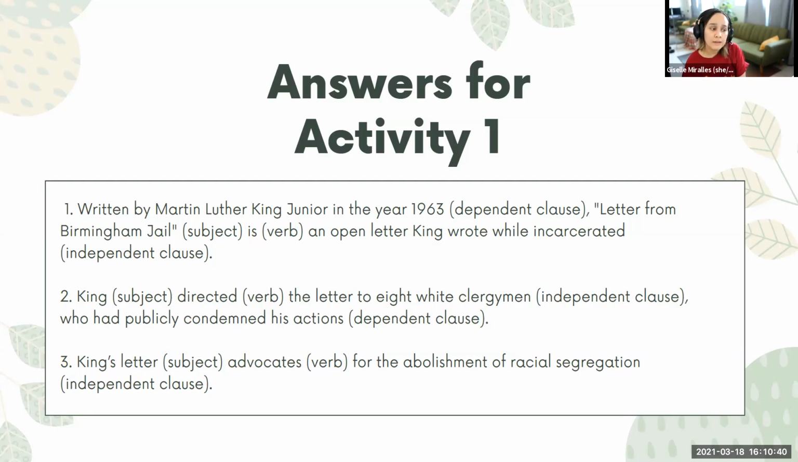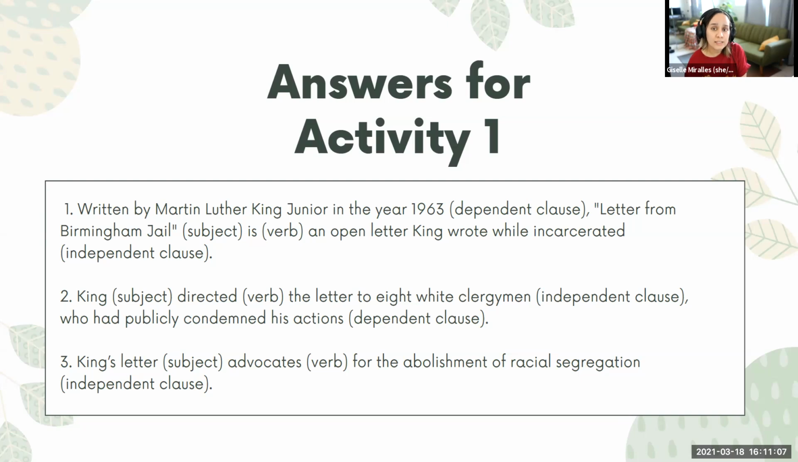Question 3, King's letter advocates for the abolishment of racial segregation. So there's no dependent clause attached to this sentence. One way that you can tell is there's no comma connecting the two sentences. If there was a comma, it might be attached to a dependent clause, but there is no comma. It is an independent clause and stands alone.